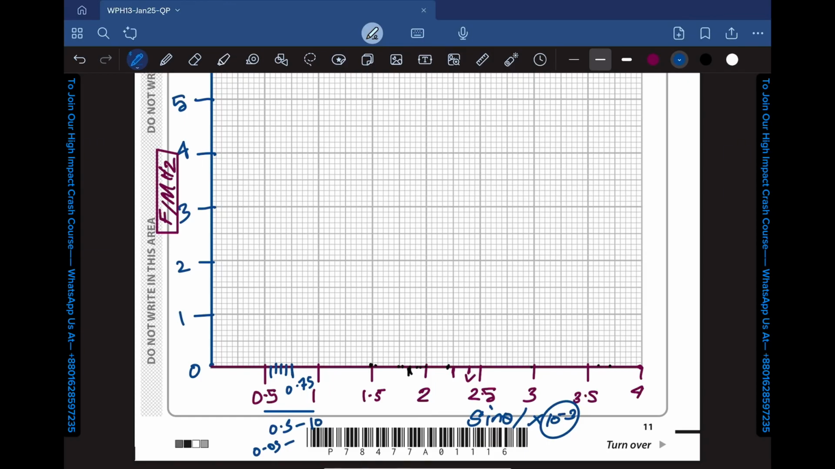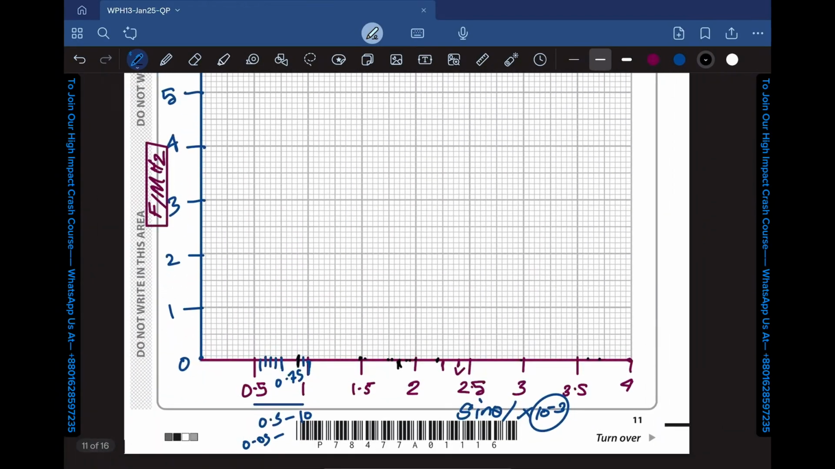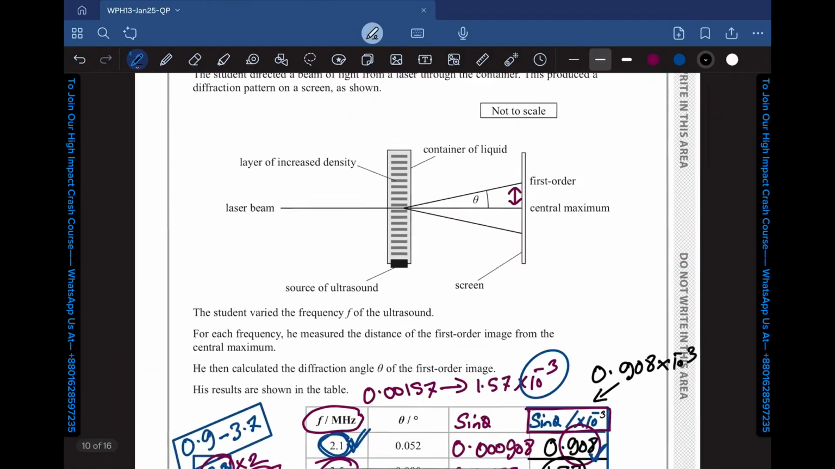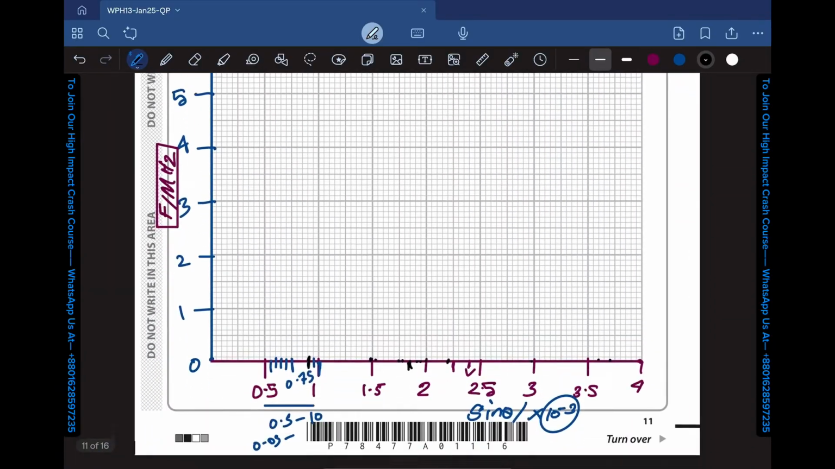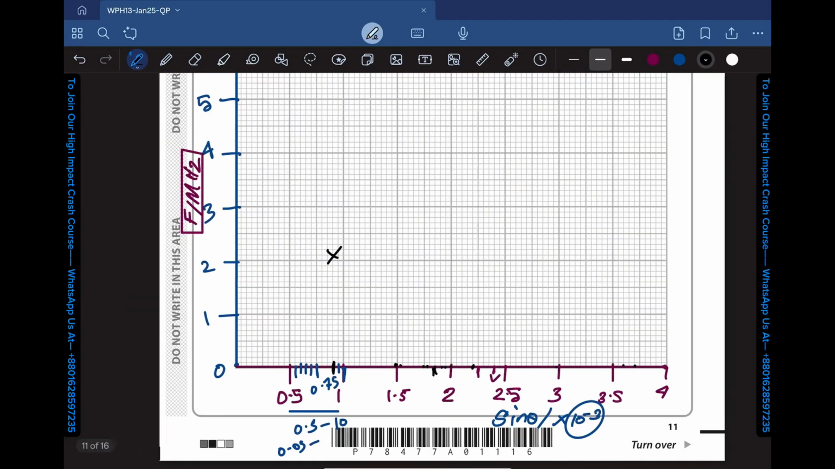Like that, if this is our 1, then this is going to be 0.95 and this is going to be 0.9. So basically this is our 0.9, and for 0.9 it was 2.1, right? So for this 0.9 I will have to draw a 2.1 line. This is our 2.1, and always make sure you are putting crosses rather than dots, okay?